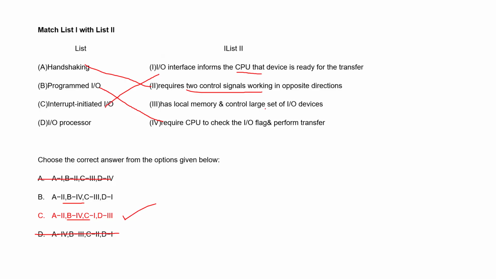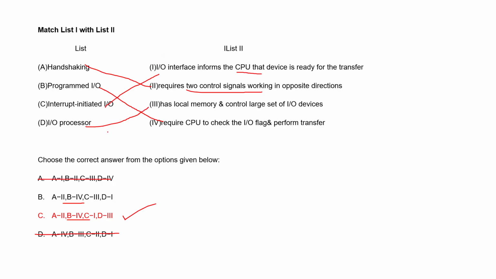IO processor, local memory, control, large set of IO devices. So like this, if you know one or two answers, very rarely, if you know even one answer, you will crack the question and we can move on to the next question. Because we need time management. Some questions we need to focus on and spend a lot of time. So for this type of question we need to reduce the time, and it will be better to complete all the questions.